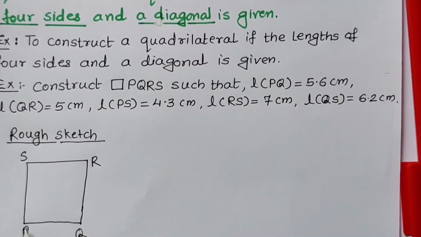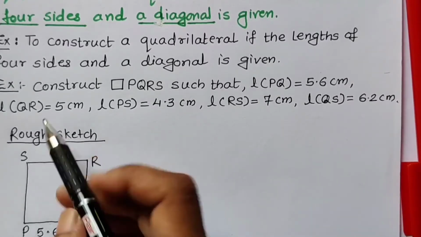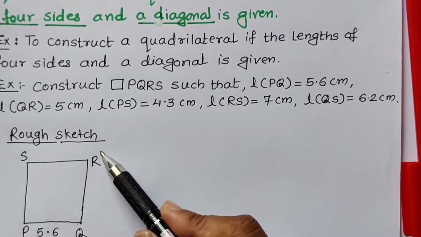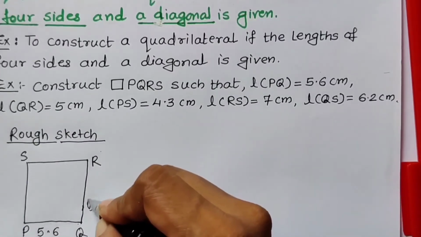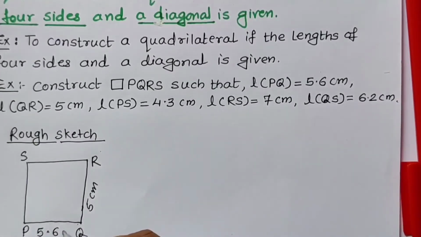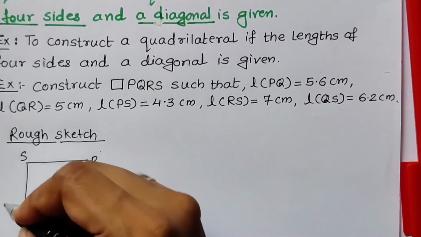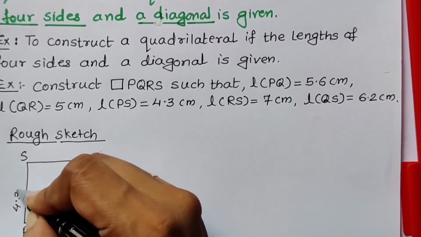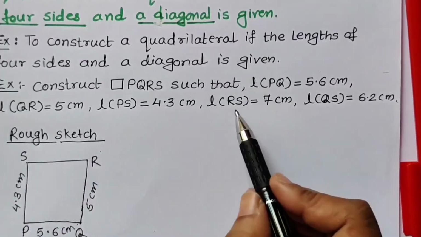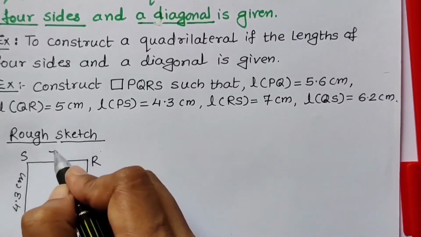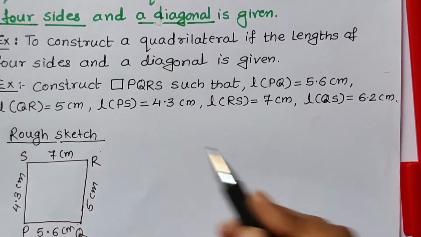Now see, PQ is 5.6. Where is PQ? This is side PQ, so it should be 5.6. Next is QR. QR is this side. This is 5 centimeter. Then PS is 4.3, so I am writing PS 4.3 centimeter. RS is 7, so here we have to write RS 7 centimeter.